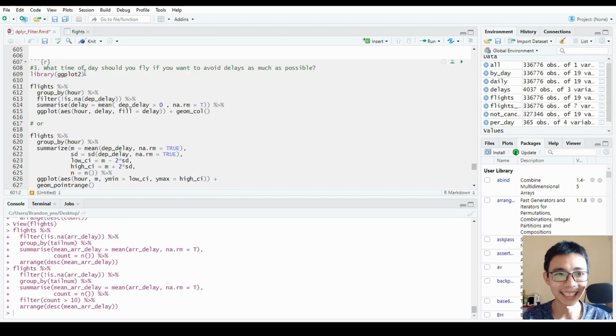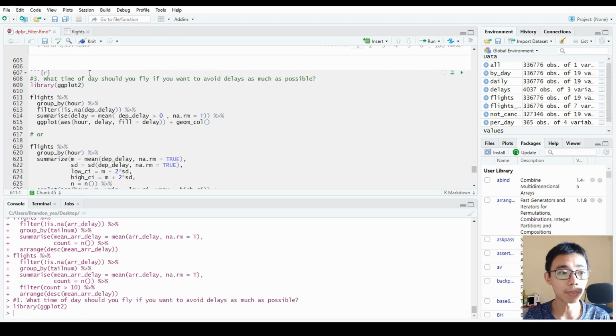Okay, so let's go to the third question. What time of the day should you fly if you want to avoid delays as much as possible? Here, instead of just using a table, we're also going to import ggplot2. We group by the hour, because that's the most detailed time information we have in the data frame provided.